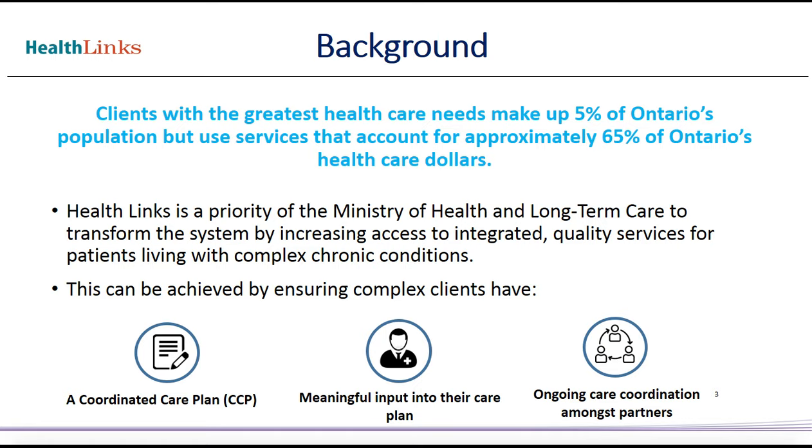So how can we ensure that this strategic vision is actually achieved? Well, firstly is ensuring that these complex individuals have a coordinated care plan, also known as a CCP, as you can see just on the screen. Ensuring that they have meaningful input into their care plan. Oftentimes in healthcare, clinicians want to do what they feel is best for the client, but sometimes this isn't what the clients themselves want. So really this is just ensuring that the approach is client-centered and that the client is also able to tell their own story. And lastly is ongoing care coordination amongst partners, whether this be primary care, home and community care, social service agencies, hospitals, and so forth.